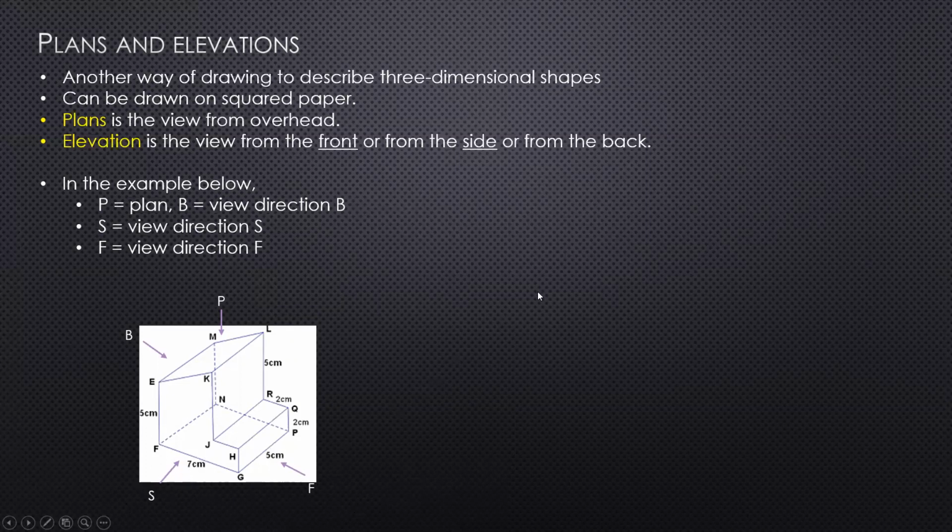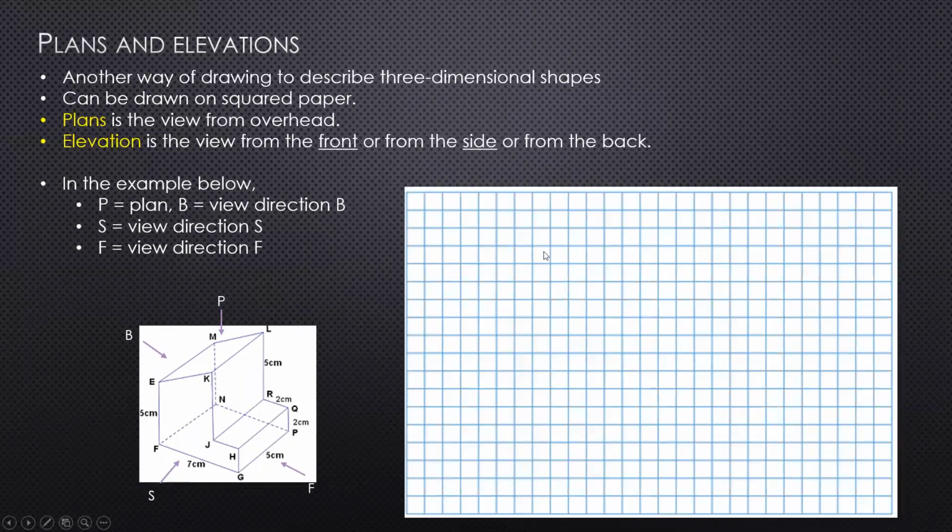Okay, let's see how we draw this on this square paper. You can use the square paper in your exercise book to draw these plans and elevations. So we do the plan first, which is the plan from P. That means you are on top here, you look down. So actually what we see is only this plan, this part, the top here, and this part also. When you draw this, you see the dimension. This is 7, so you draw 7 boxes.